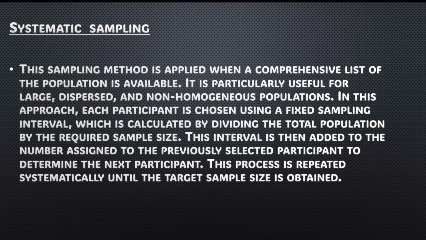What we will do now is we will add 10 to this 3. So we will select the third participant, then plus 10, 13th participant, then plus 10, 23rd participant, 33rd, 43rd participant, 53rd participant. Like that we will choose 10 participants among all these 100 population size which is available to us.